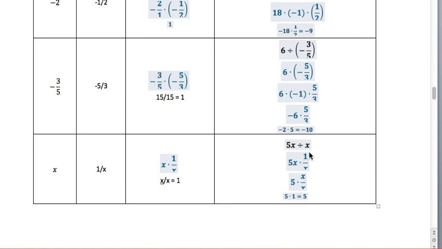For our example, I chose 5x as the original term. We're dividing by x. So we change that to 5x times 1/x. And since it's all multiplication, 5 times x times 1/x, we can multiply the x times 1/x, which gives us 1, and 5 times 1 is 5. This is a very important concept. Make sure you look at it and you review how that's done.